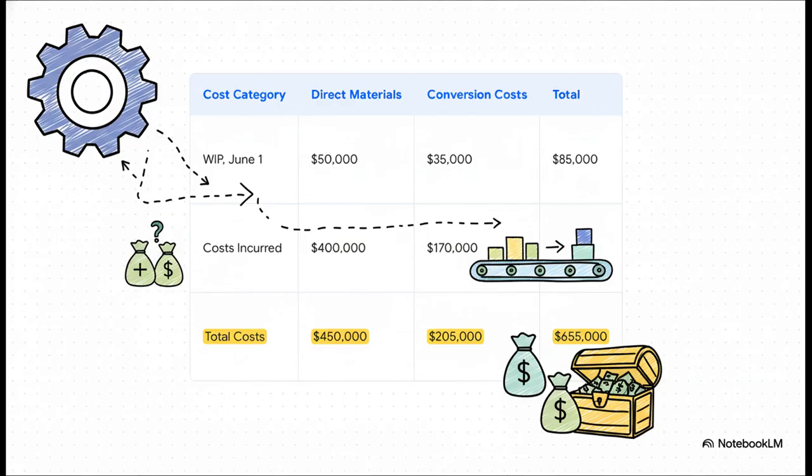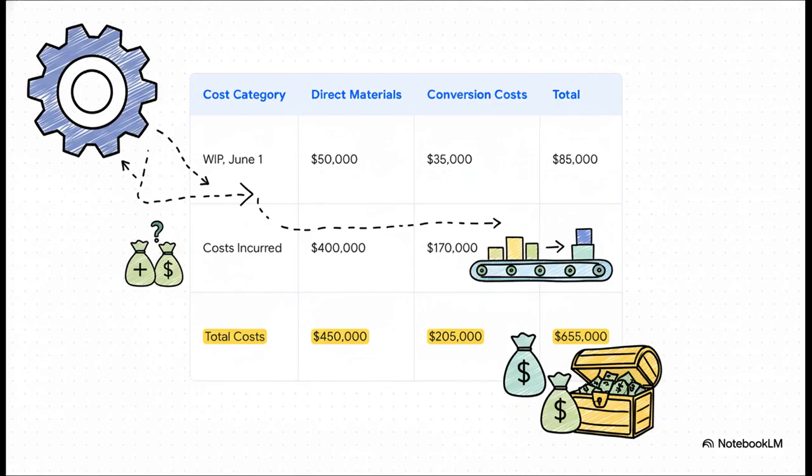Okay, on to step 3, which is all about costs. First, we need to figure out our total costs to account for. With the weighted average method, this is very direct. We simply take the costs that were already in our beginning work-in-process inventory and add them to the new costs incurred during the current period, in this case, June. So for materials, we have the initial $50,000 plus the $400,000 added in June for a total of $450,000.